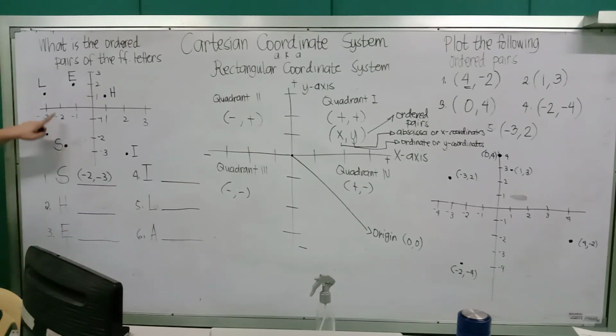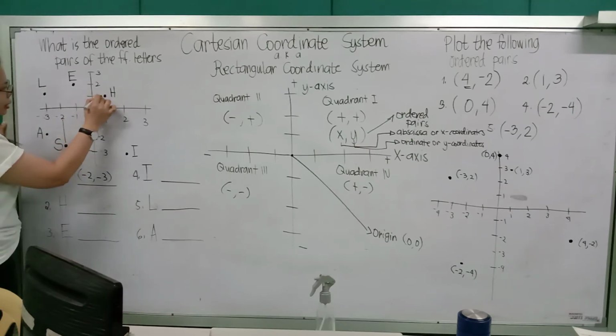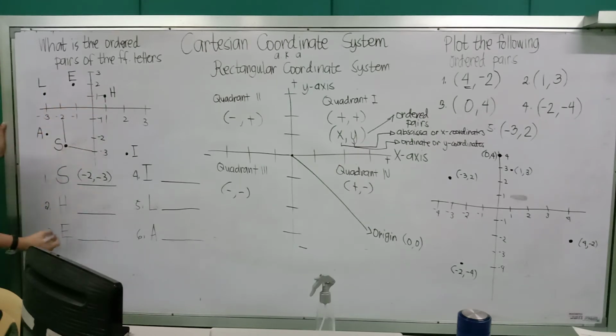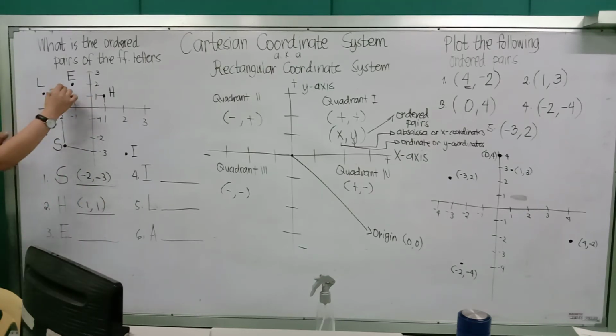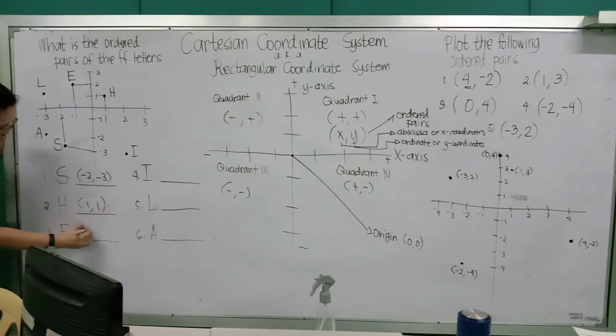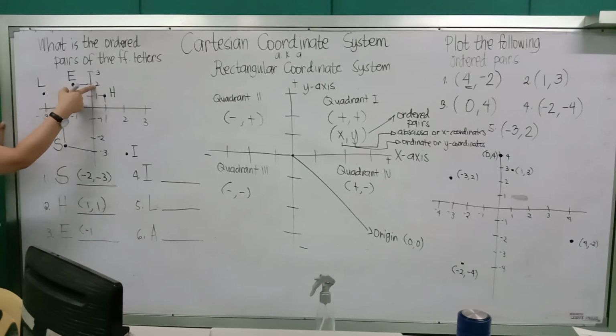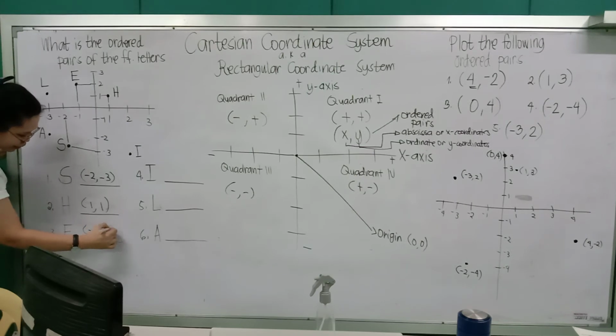Alright, kung saan po nakatapat, okay, yung dot. Alright, next, letter H. So, sa letter H po, okay, sa x-axis, nakatapat siya. Ayan, nakatapat siya dyan. So, this one, nakatapat dito at dito. So, we can say that the ordered pair that we have is 1 and 1. Very good. Alright, next, si letter E. Si letter E, ito po siya. Tapat siya dyan. So, ang X natin is negative 1. Then, ang Y natin is positive 2.